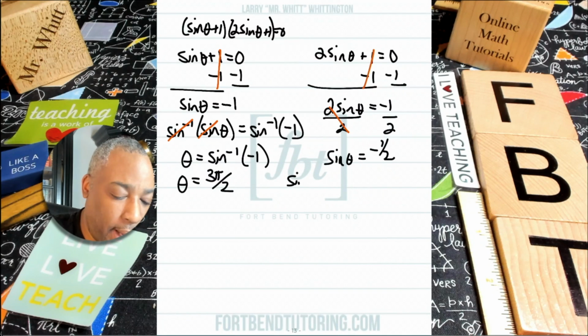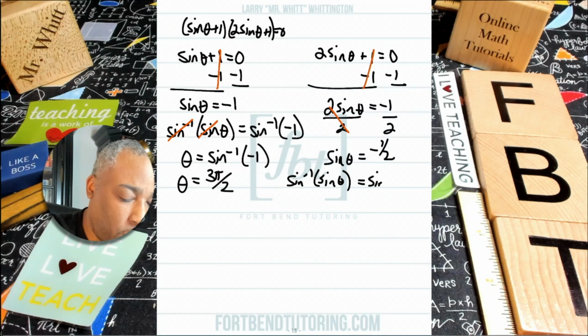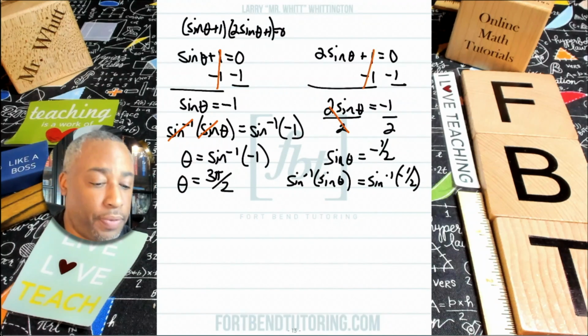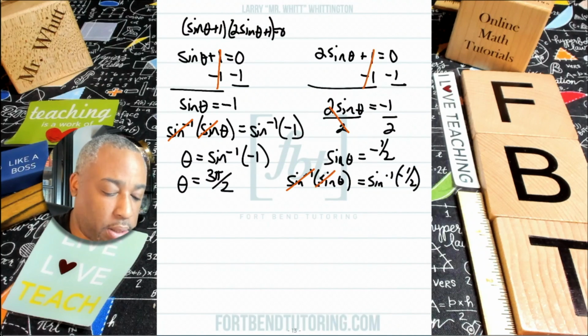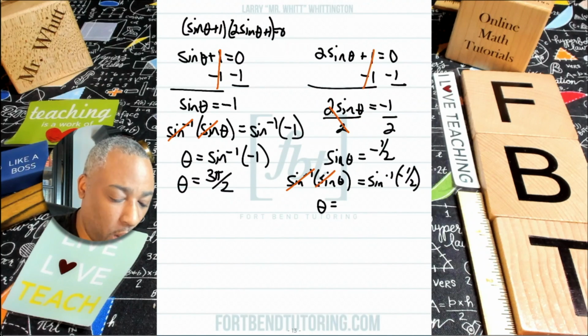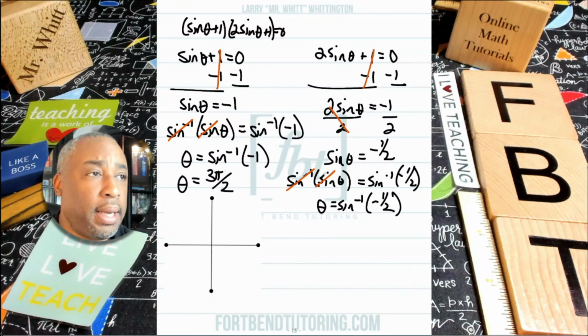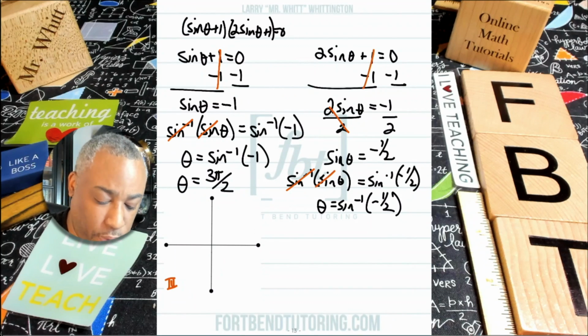So now we'll have arcsine of sine theta equals arcsine of negative 1/2. And then we'll be simplifying, as our sine and arcsines will cancel out. Theta equals arcsine of negative 1/2, like so. Looking at our Cartesian plane here, guys, we know that sine is negative in the third quadrant as well as in the fourth quadrant. So we'll set up both scenarios here.